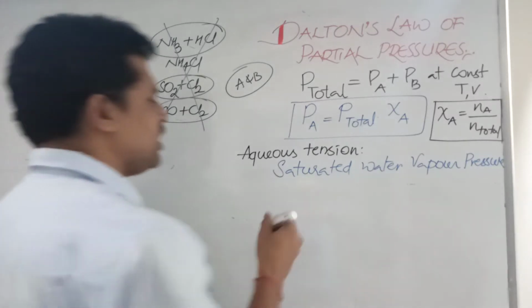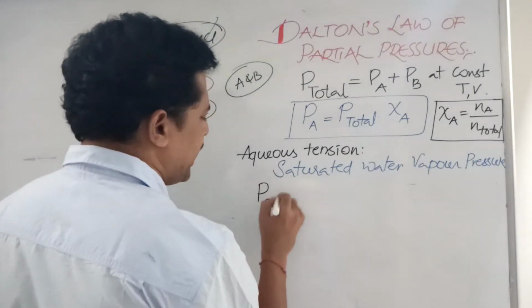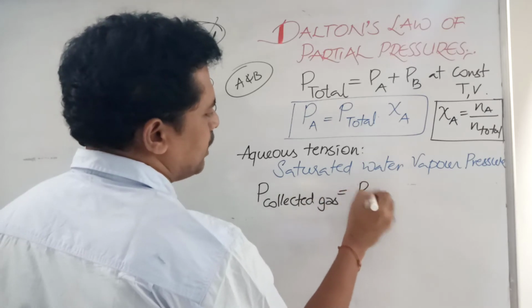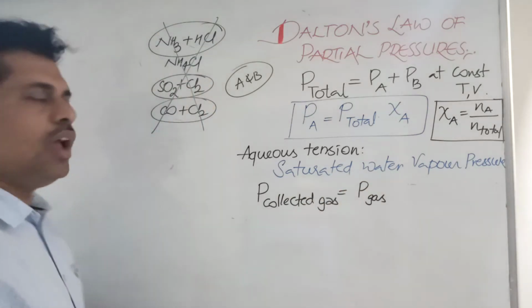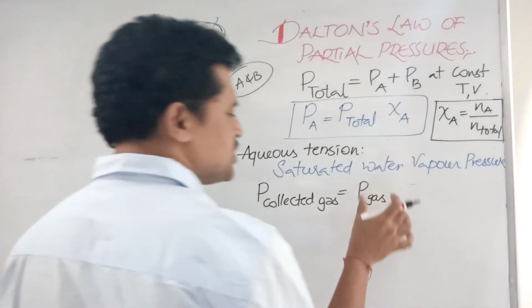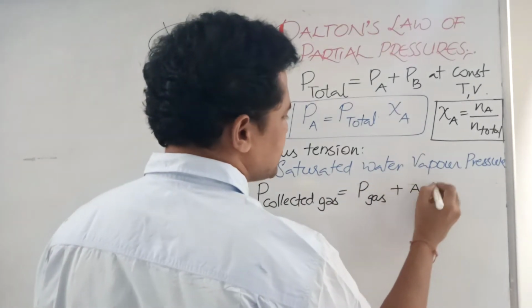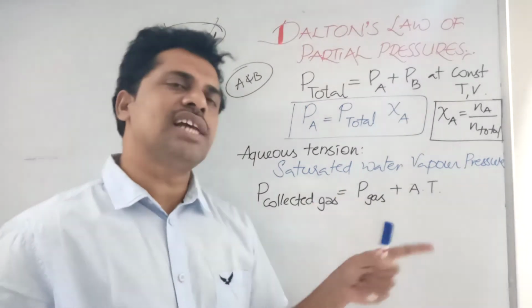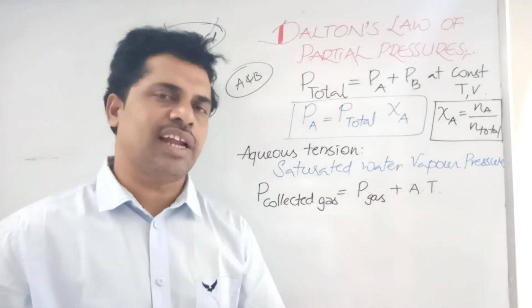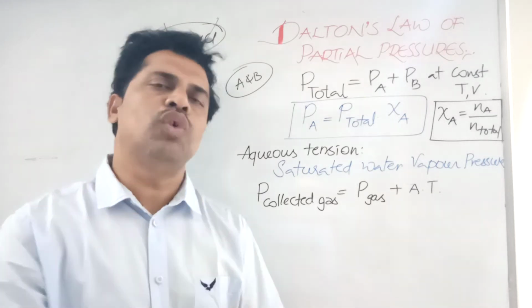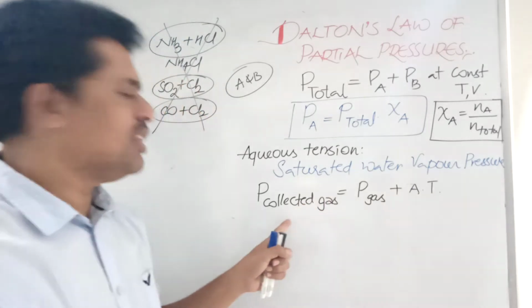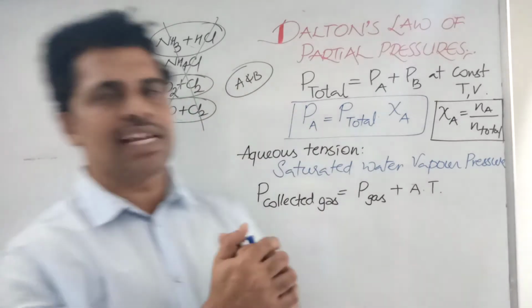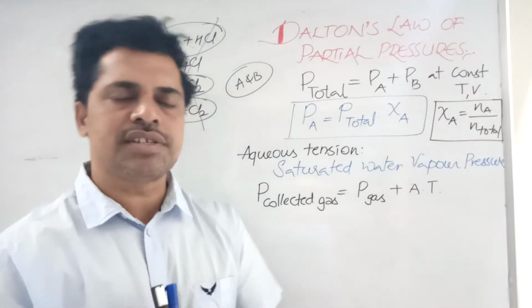Generally, whenever they mention that a gas is collected over water, the meaning is that the collected gas pressure equals the pressure of the gas plus aqueous tension. If you want to calculate only the gas you want to collect, for example nitrogen gas collected over water, then whatever pressure you have collected for the gas mixture, say around 600 millimeters.